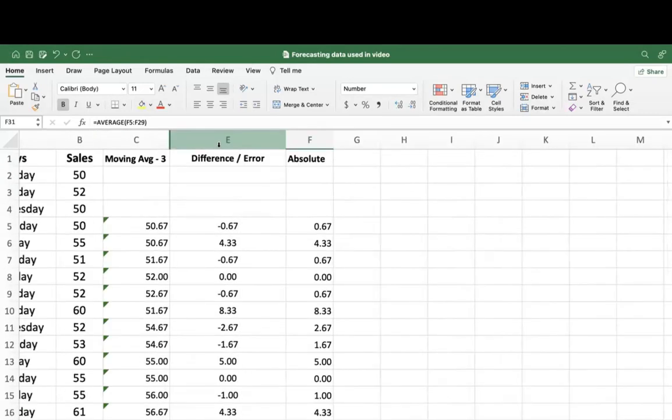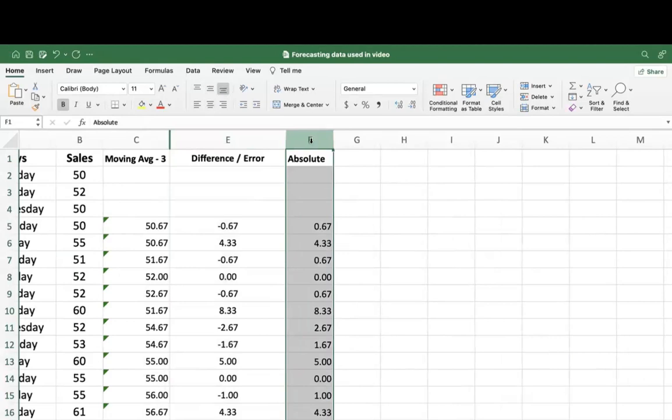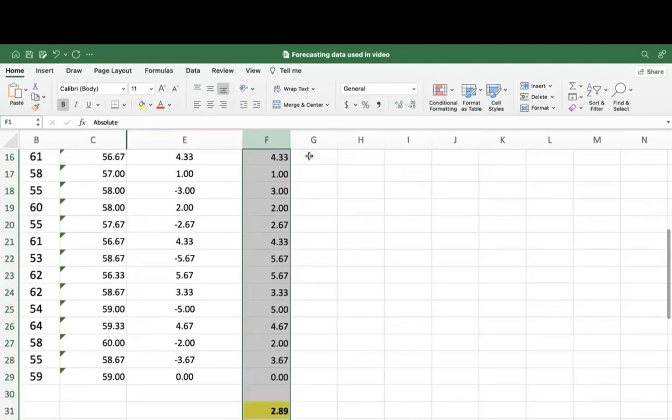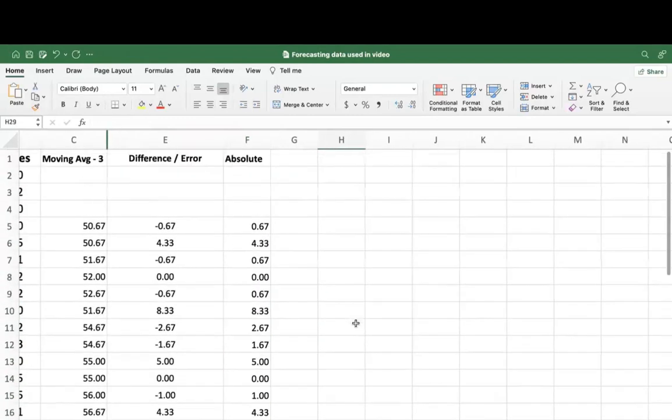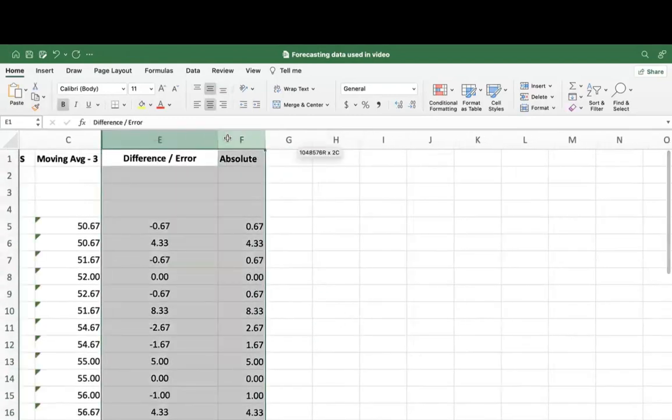It is a three-step process, and in the first step, I calculated difference. In the second step, I calculated absolute value, and in the third step, I calculated mean. So the question is, can I combine these steps in one column? Yes, we can. So let's do it.